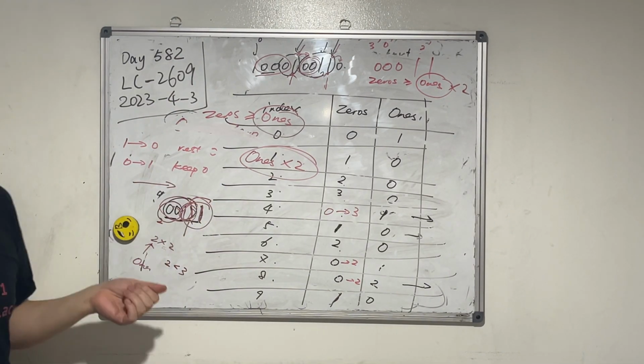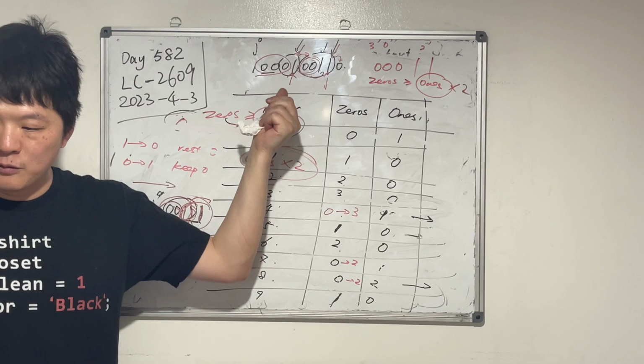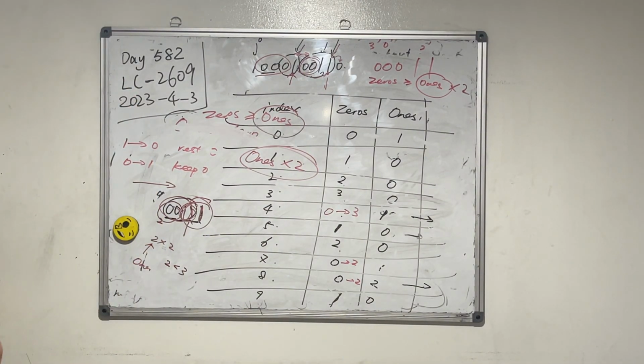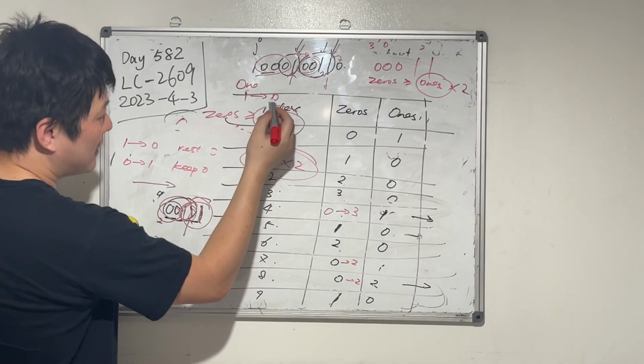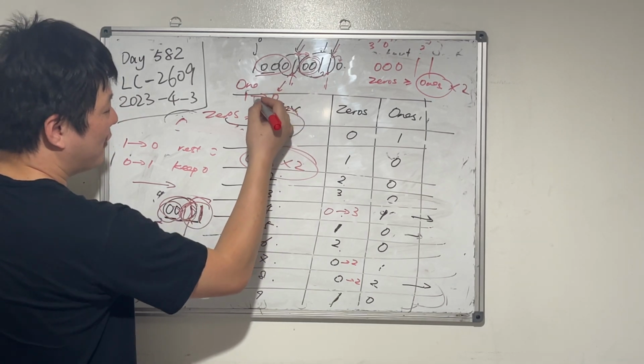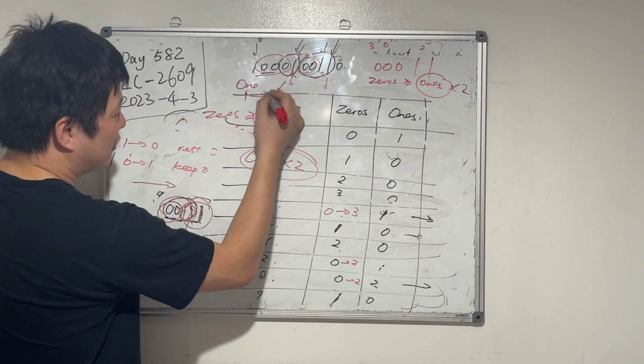When to reset the number of 0s? When 1 changes to 0. We don't reset the number of 1s when a 0 follows a 0. When 1 turns into 0, we reset the zeros to 1, and then we reset the 1s to 0. Okay?